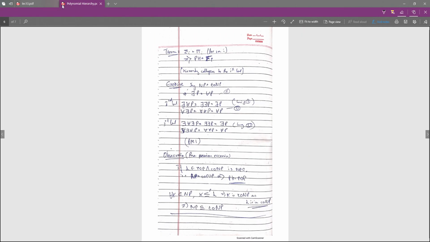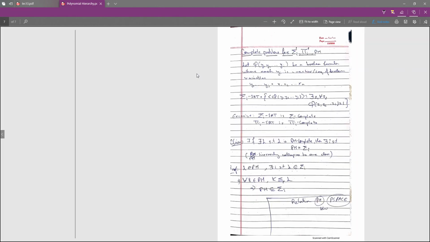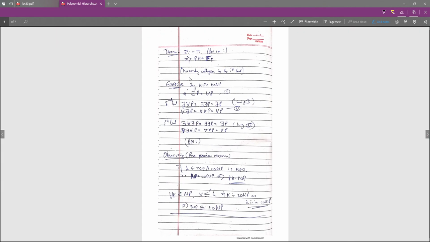So how do you prove this part? That if at the ith level they become equal, PH will be equal to sigma_i^P.